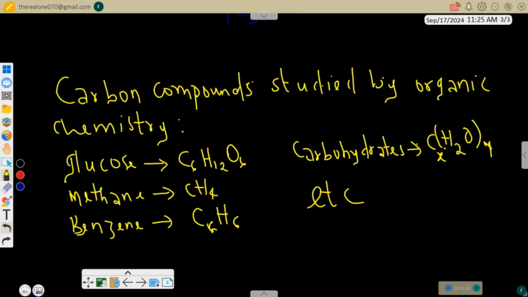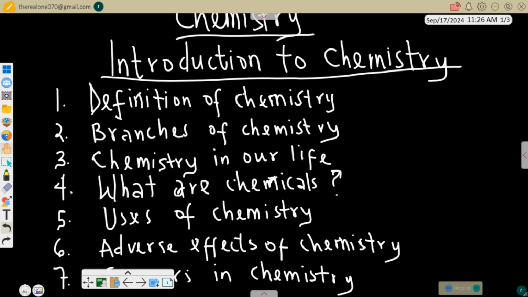So we have many other ones. So we have the general formula for each. We have the hydrocarbons, the pure hydrocarbon and impure hydrocarbon, and so on. Now, by now, we have defined chemistry. I can mark that. Then we have also done the branches of chemistry. So we can now move to chemistry in our life.